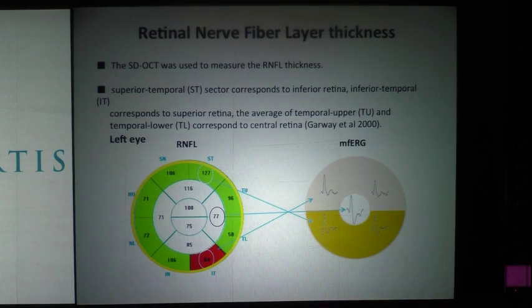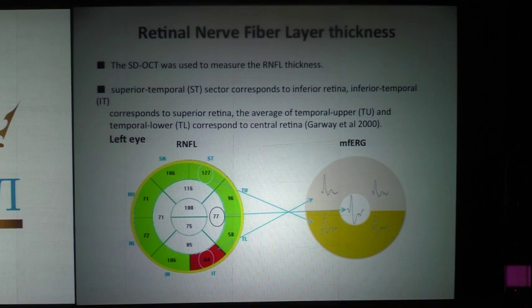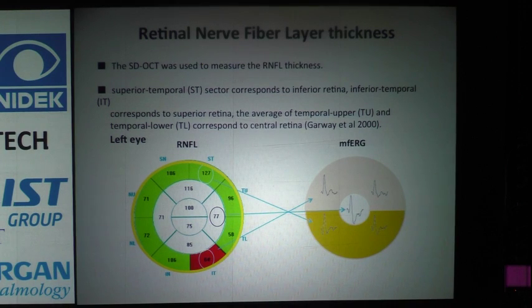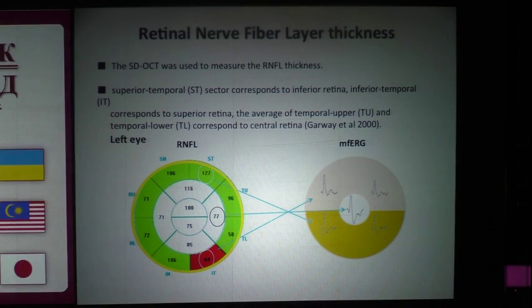The spectral domain OCT was used to measure the RNFL thickness from the inner limiting membrane to the outer side of the ganglion cell layer. The superior temporal sector corresponds to the inferior retina, and the inferior temporal corresponds to the superior retina. The average of temporal upper and temporal lower corresponds to the central retina. And Dr. Galloway previously reported about this correlation.